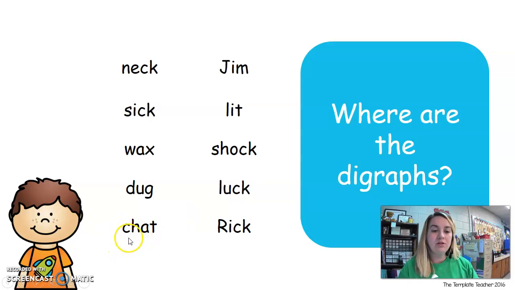Last row. Chat. What are you thinking? Does that word have a digraph? It absolutely does. So give me a thumbs up. At the beginning, I see ch. That's a digraph. Last word. Rick. What do you think? I think you should have a thumbs up because at the end of that word I see CK. And I know that that's a digraph.